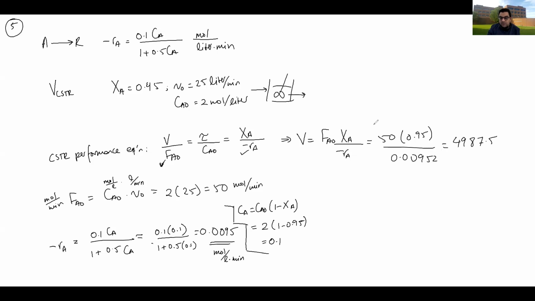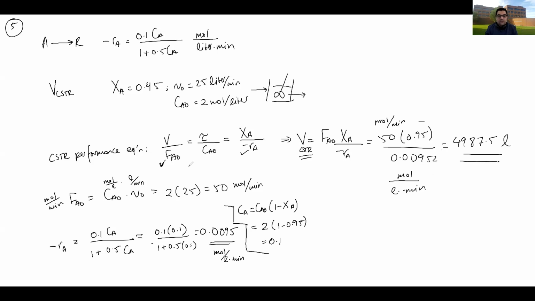And what are the units here? Let's just double check the units. This is mole per minute. This has no units. This is mole per liter per minute. So this is basically liter. Okay, so this is the answer for the problem. So this is the size of the CSTR required to meet the given metrics.